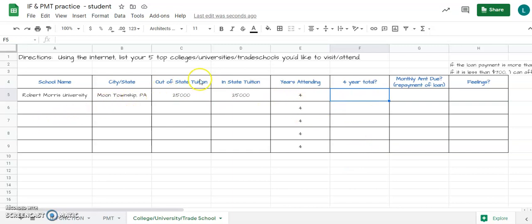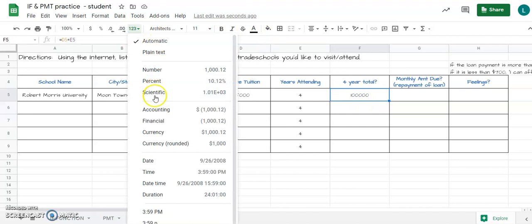Well, I live in PA, so I'm going to use the in-state tuition, and I'll say equal sign 25,000, which is D5 times E5. Now, if I lived in Ohio, I would use out-of-state tuition. Now, in this case, it's the same, but I still want to use this cell because we're talking about out-of-state. So my 4-year total is $100,000.